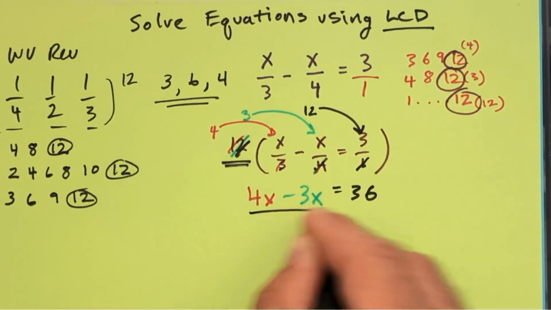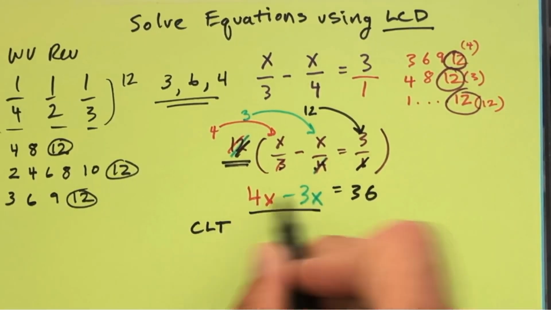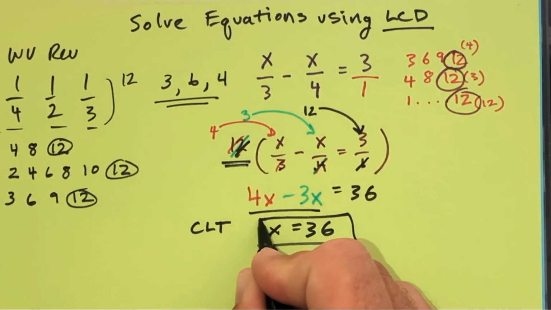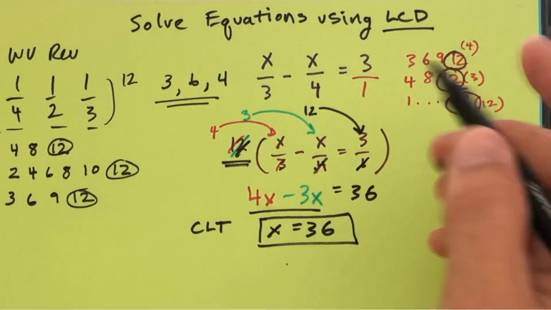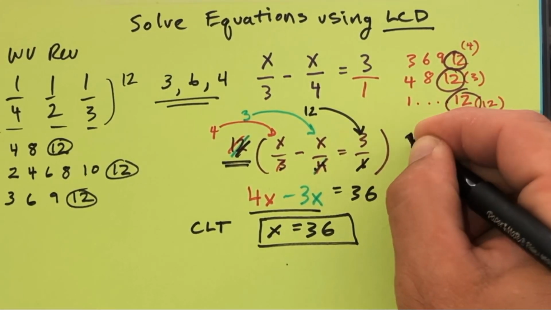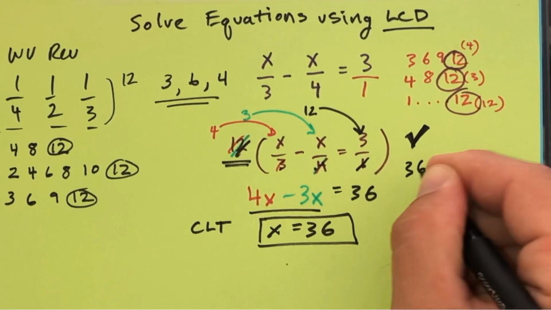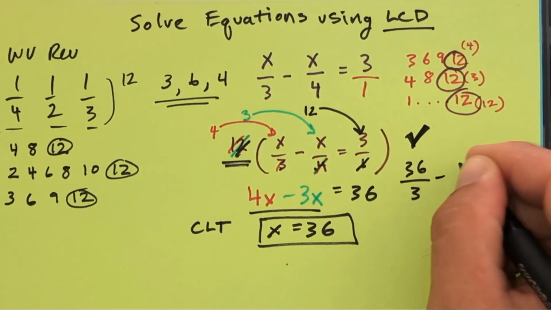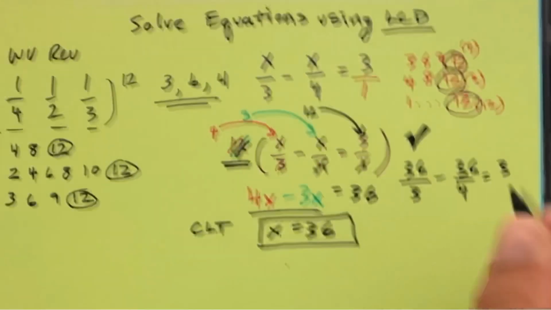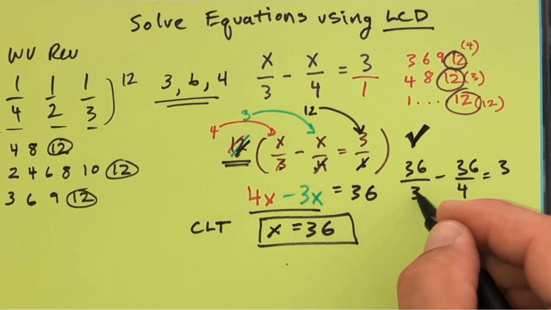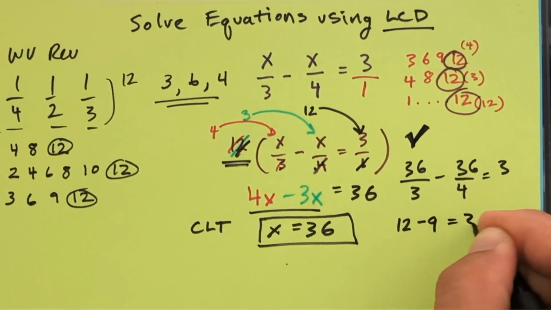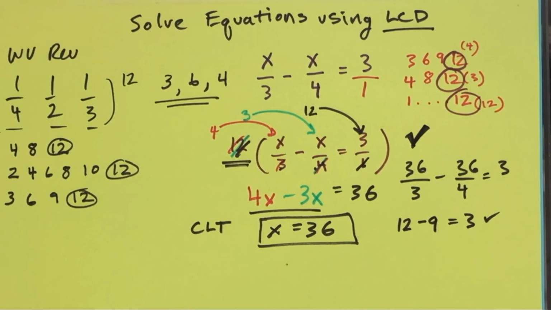Here's a CLT, combine like terms: 4x minus 3x, x is equal to 36. And if I were to put that in and check, sometimes I like to check my work to see if I'm on the right track, 36 divided by 3 minus 36 divided by 4, would that equal 3? 3 goes into 36 twelve times, 4 goes into 36 nine times, and 12 minus 9 is in fact 3. So that's a good way to check your work.